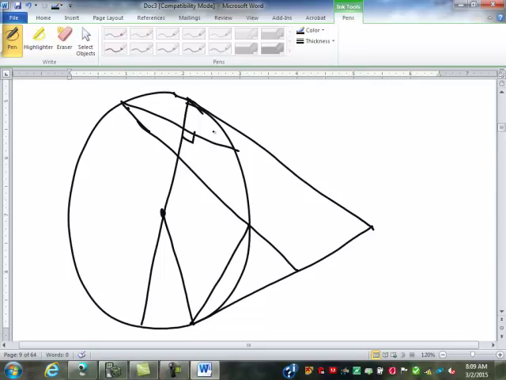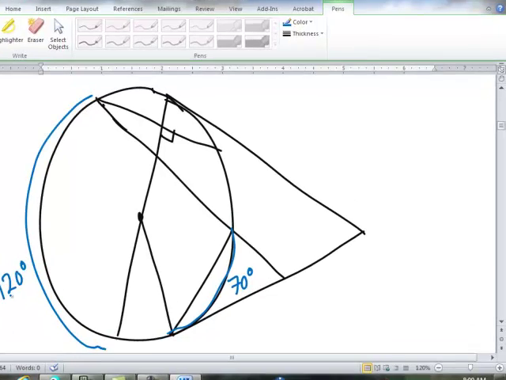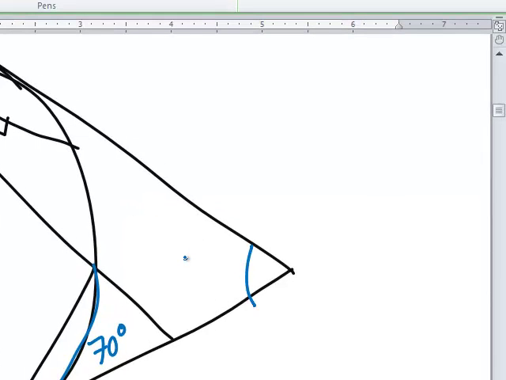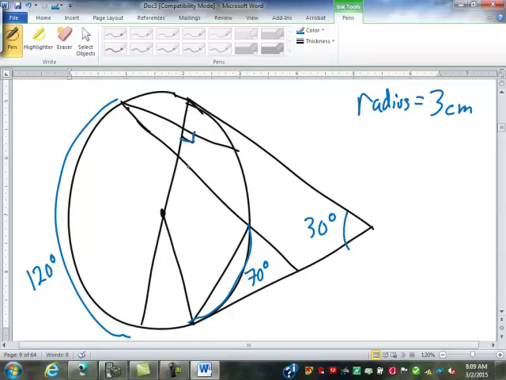Let's see what I want to give you. I'll tell you that this arc here is 70 degrees. I'll tell you that this arc here is 120 degrees. I'll tell you, this angle out here is 30 degrees. And let's see, the radius is 3 centimeters. I already told you those are perpendicular. And I'll give you that this length right here is 2.5 centimeters.